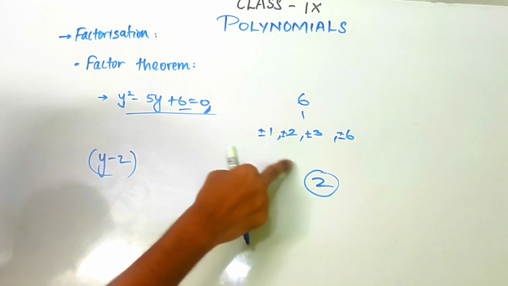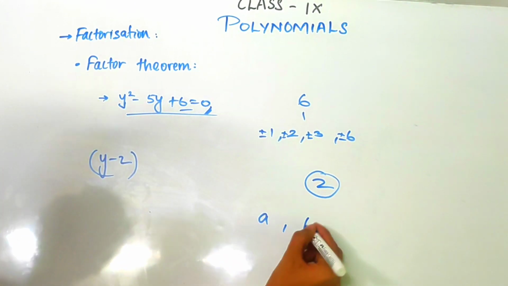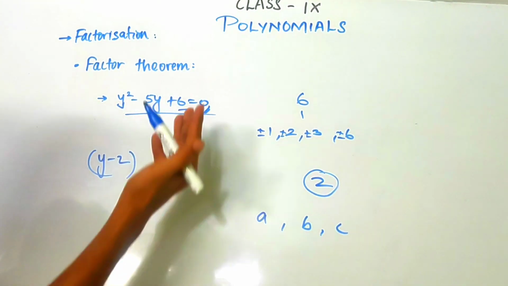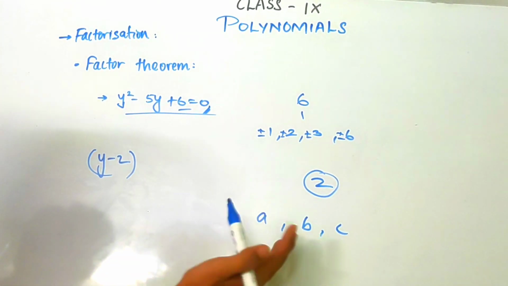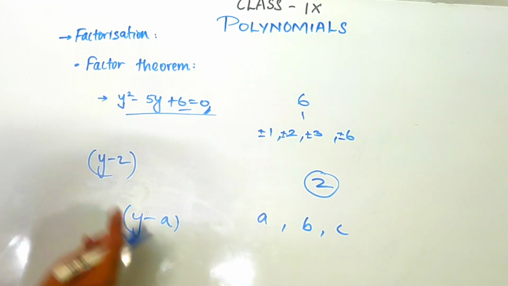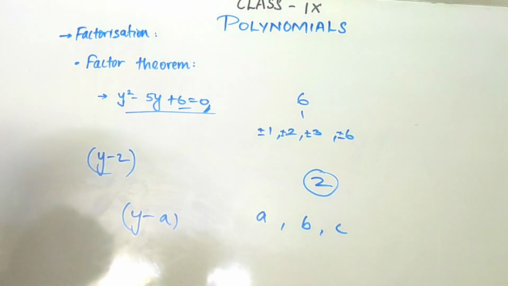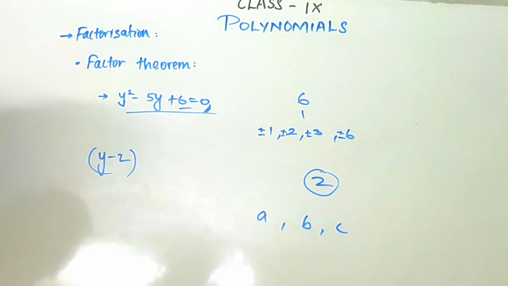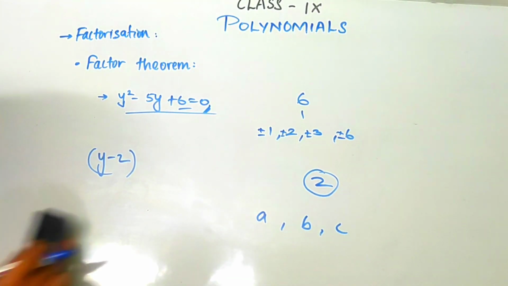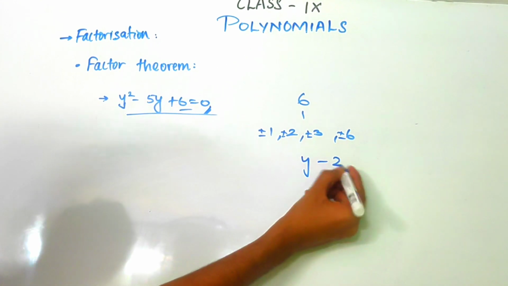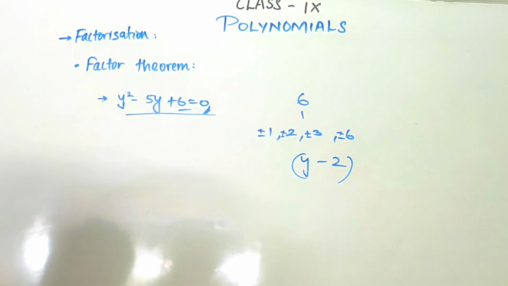Well, when you try and substitute any case, suppose A, B and C are the factors, then when you try and substitute the same in the equation and you get the answer as 0, then you get the result that y minus A or y minus B is a factor of this given equation. That is the case for the factor theorem. Now since 2 is satisfying this equation, we can say that y minus 2 is a factor. So let us write it on the side over here. So y minus 2 is one such factor.